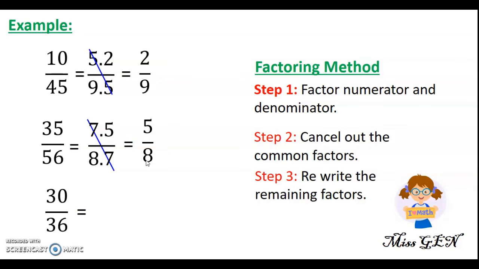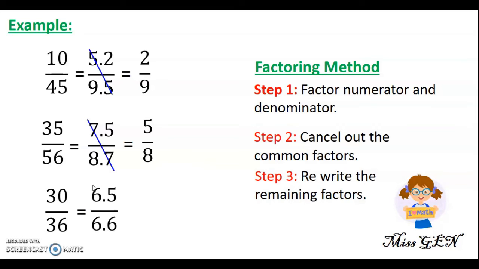So 5 over 8 is already in the simplest form because 5 is a prime factor of 35. Example number 3, 30 over 36.